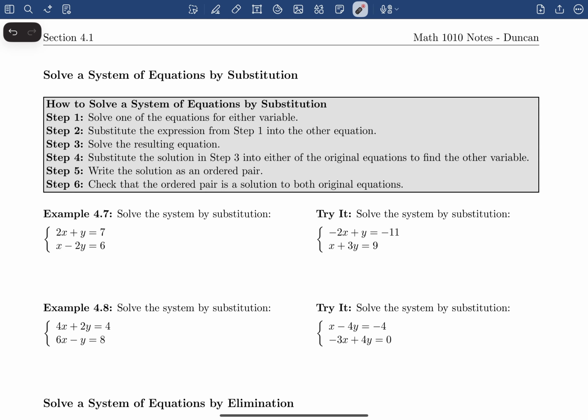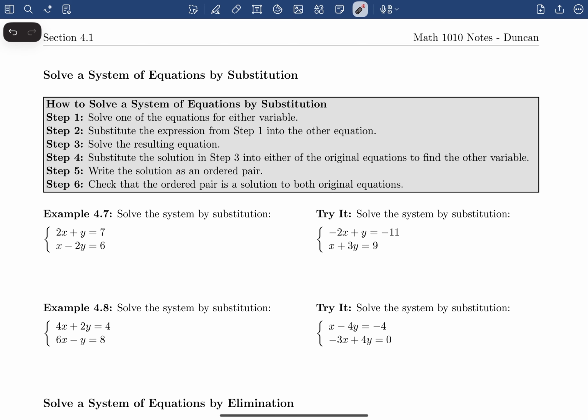All right, so we're going to move away from graphs and trying to visualize this, and how would we solve it algebraically with algebra? Well, here's a quick 6-step process that you can follow, and you'll see me execute the 6-step process as I go. Step 1, solve one of the equations for either variable. Step 2, substitute the expression from step 1 into the other equation. Step 3, solve the resulting equation. Step 4, substitute the solution in step 3 into either of the original equations to find the other variable's solution. Then write the solution as an ordered pair. And then step 6, check that the ordered pair is a solution to both original equations.